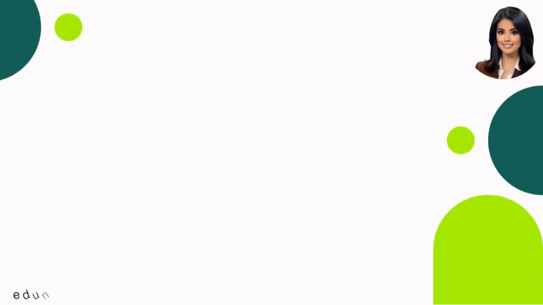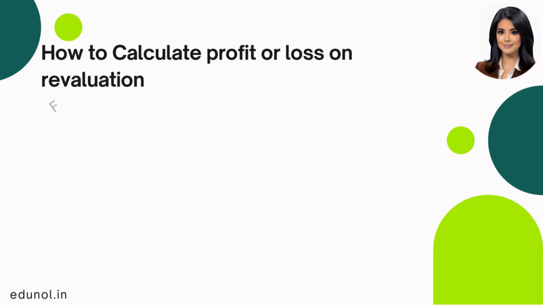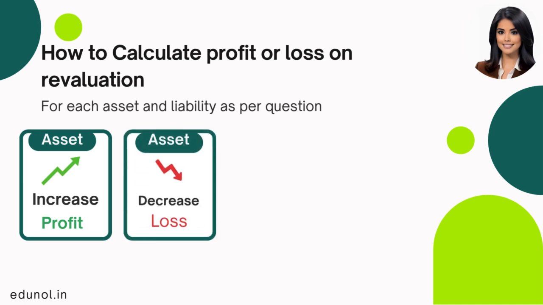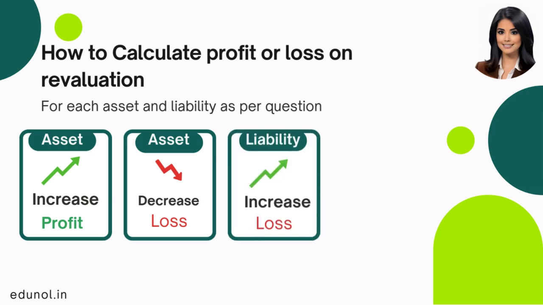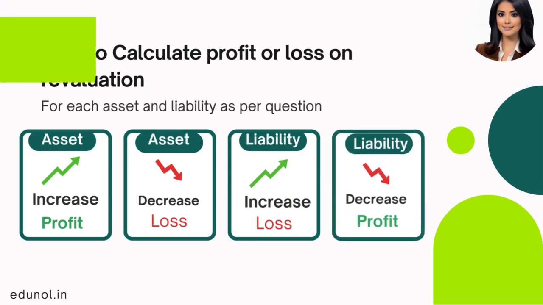Now we move to understanding whether there is profit or loss on revaluation. For each asset and liability as per question, check whether the value is increasing or decreasing. If the value of asset increases, then there will be profit on revaluation. If the value of asset decreases, then there will be loss on revaluation. If the value of liability increases, then there will be loss on revaluation. If the value of liability decreases, then there will be profit on revaluation.